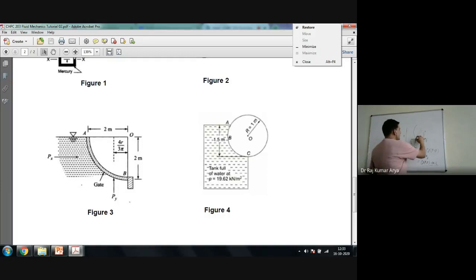So if I draw here, let's say this is my theta, this is your r. So you can calculate what is your x here. So from here your x would be how much? Your r sine theta. So from here your dx would be r cos theta d theta.